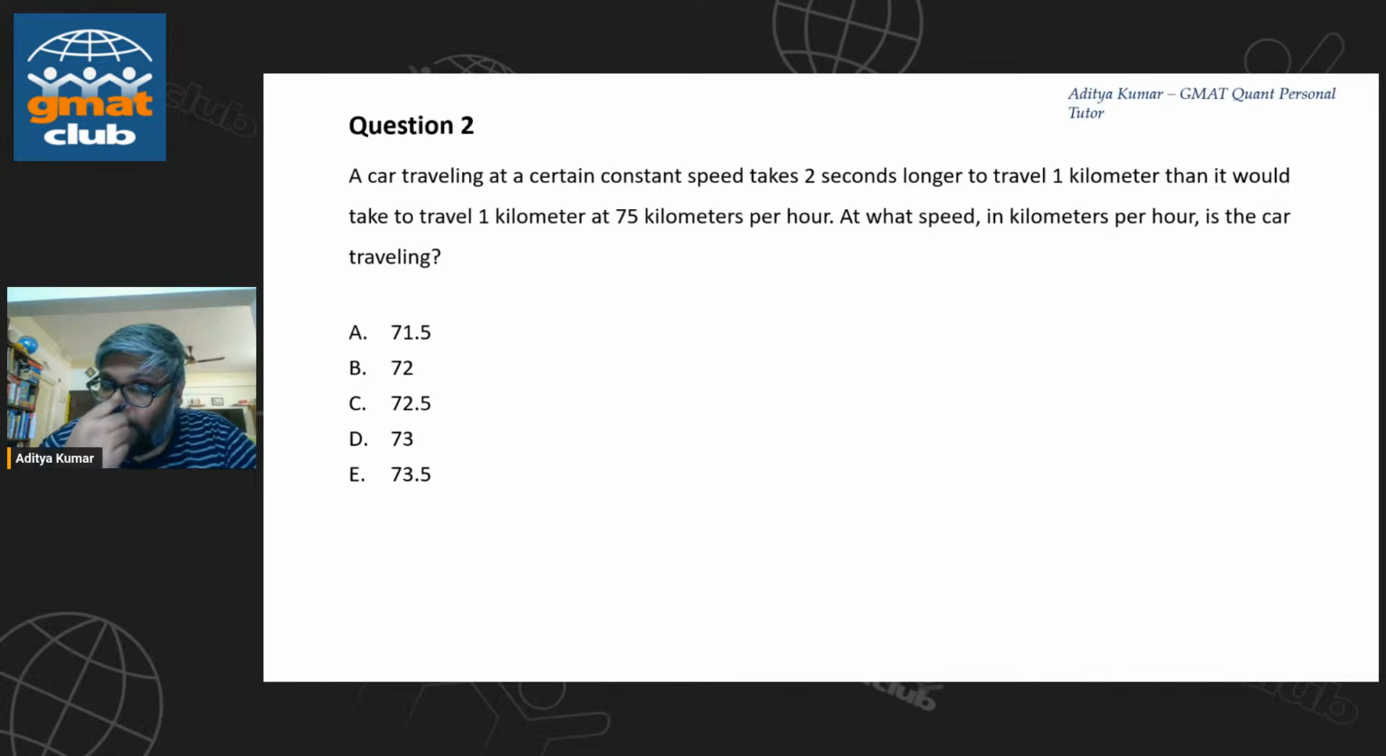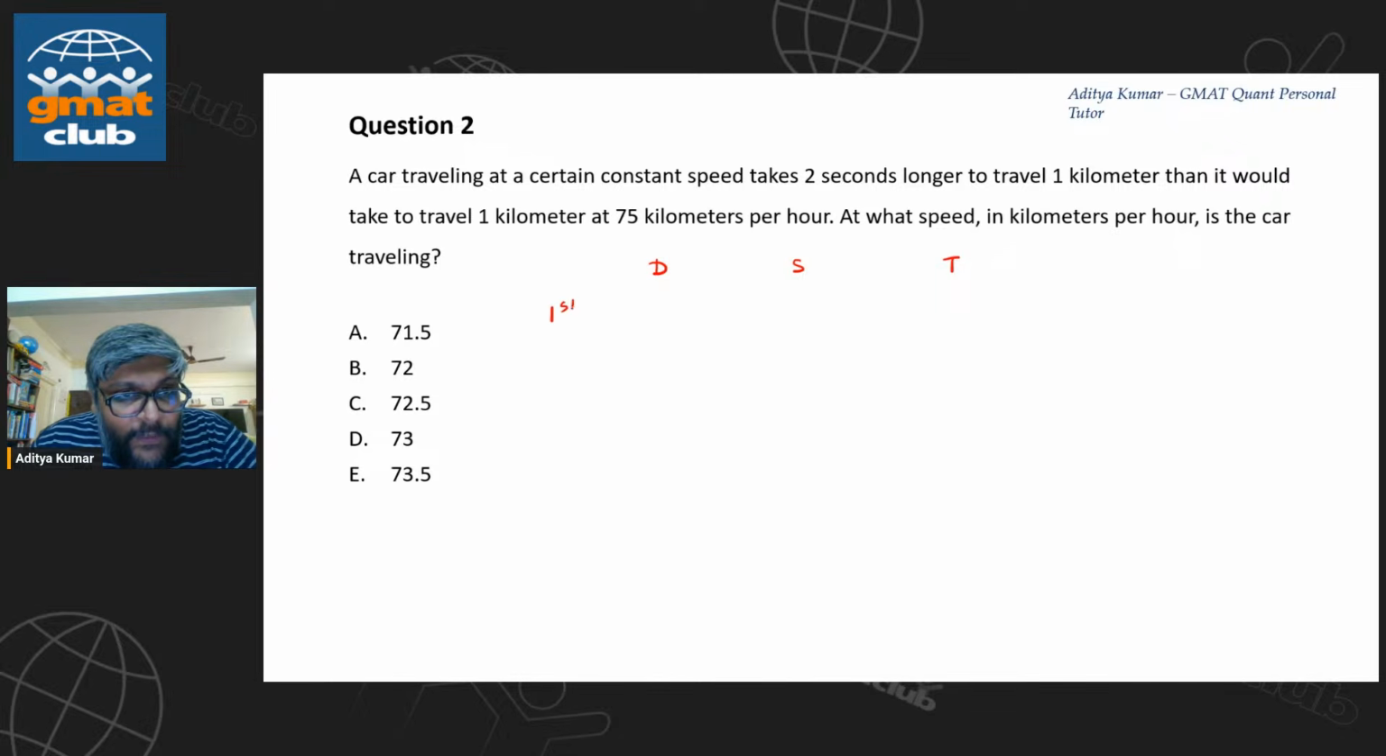So, what are they telling me? I have a car. That car will take 2 seconds longer to travel 1 kilometer if it's traveling at some constant speed than it would take to travel 1 kilometer at 75 kilometers per hour. So whatever time you get there, it's going to take 2 seconds longer than that. Right? So immediately I would say, okay, what does this mean? Let me put the information into that table.